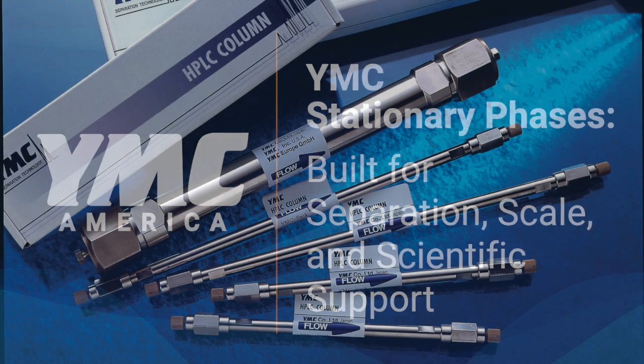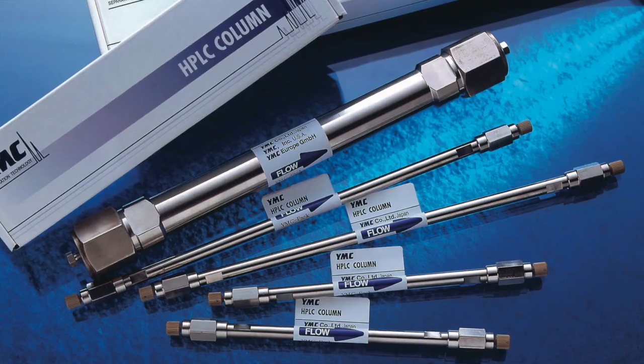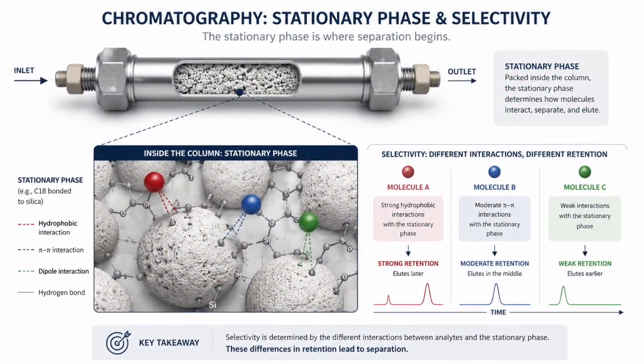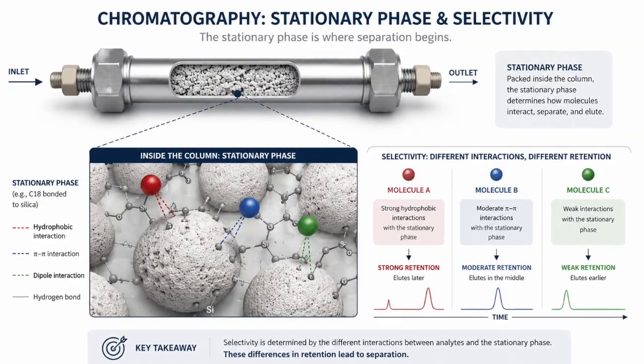In chromatography, the stationary phase is where separation begins. It determines how molecules interact, separate, and whether results can be reproduced at scale. But in all of chromatography, selectivity is the key.